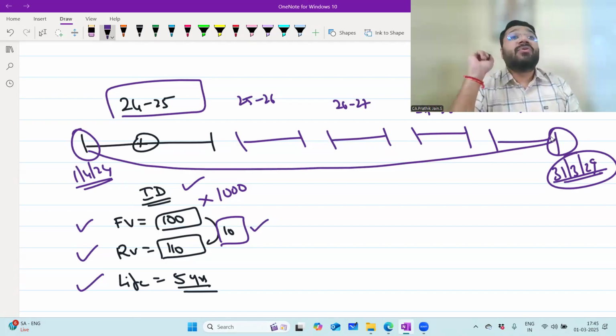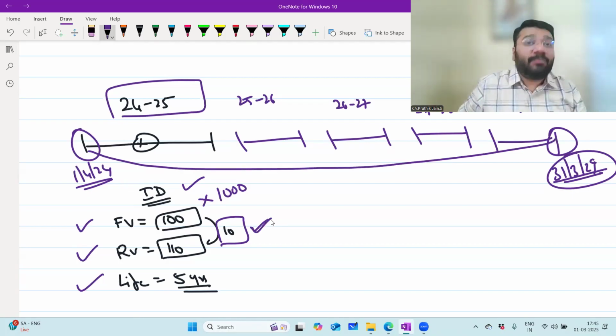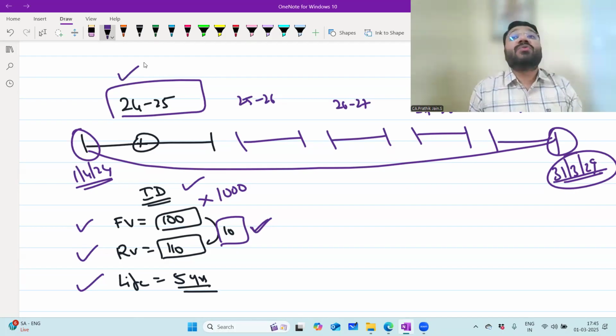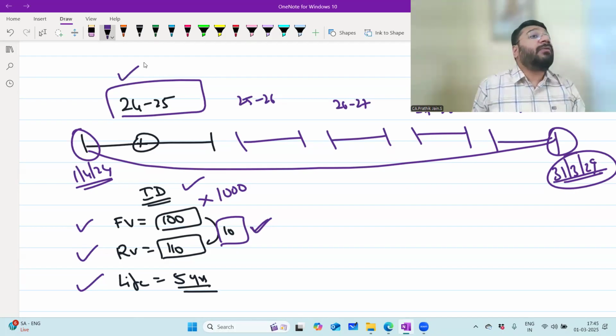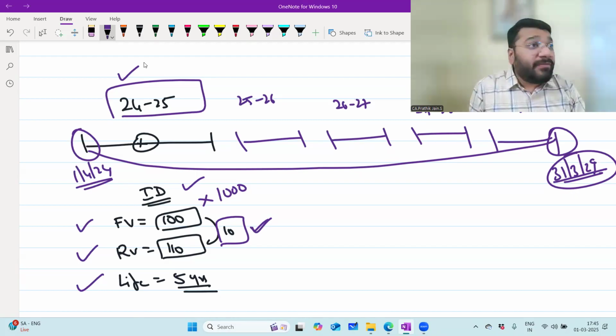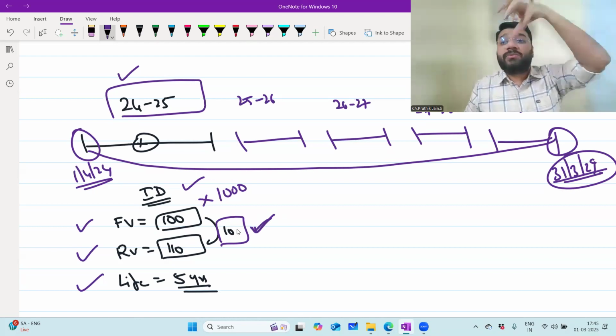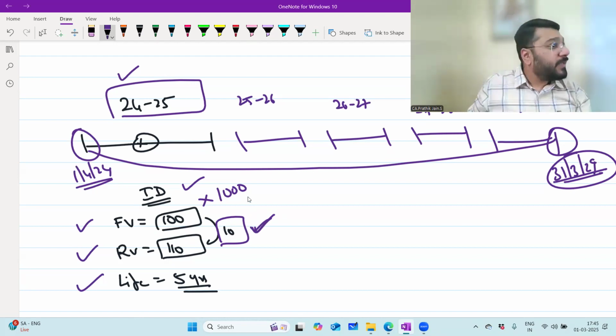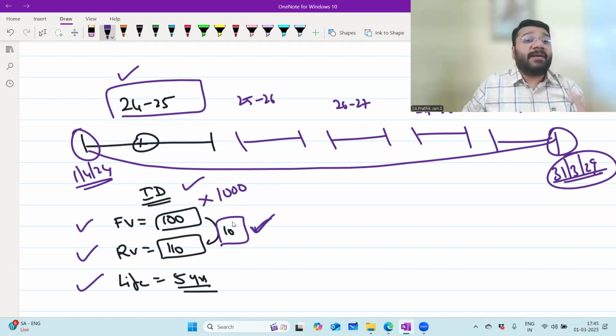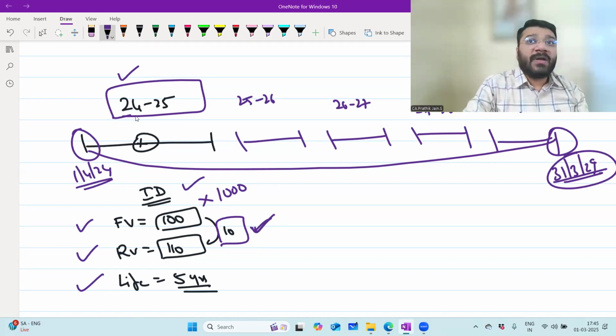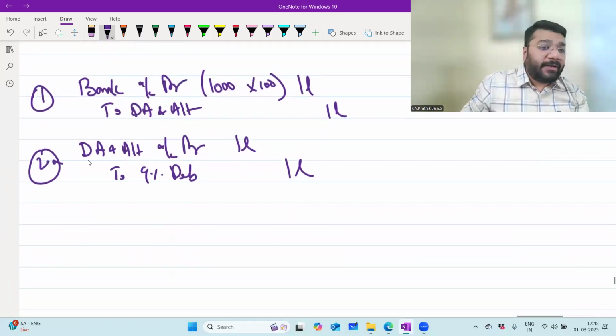In 12th standard, what did we do? We recorded the entire 10 rupees in one shot in the year of 24-25. But when we came to CA Foundation, what did we learn? This is wrong. We have to apportion it over a period of 5 years. So this 10 rupee is a loss which is to be apportioned over a period of 1, 2, 3, 4, 5 years. Correct? But this loss has to be booked when? In the year 24-25 itself. Correct? So now please tell me, what is the next entry?